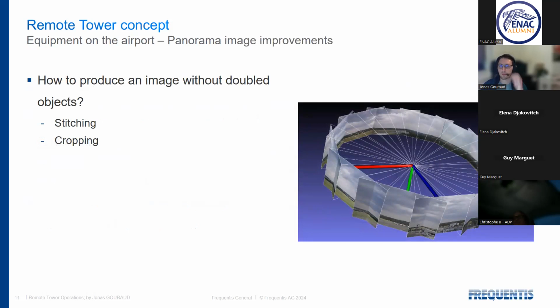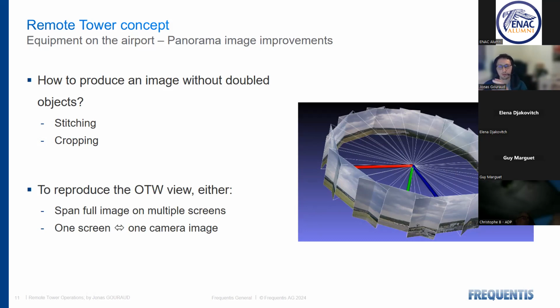How to produce an image without double objects? Well, you have two possibilities. Either you take different images and you crop them. So basically, if you see that they are overlapping, you will crop one of them or both halves, or you will use stitching. How does stitching work? Well, you take an algorithm that will make sure that the band that is common to both images is actually recognized, and then you will merge the cameras so that you have your whole panorama, a large image that you will be able to present on multiple different screens.